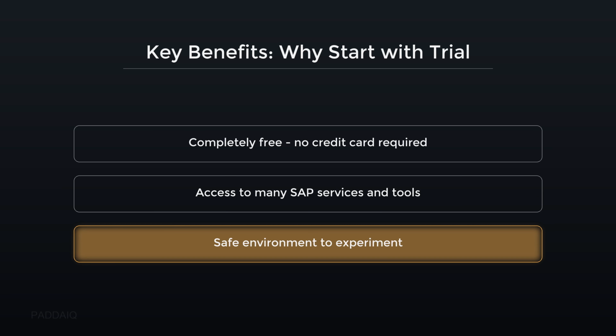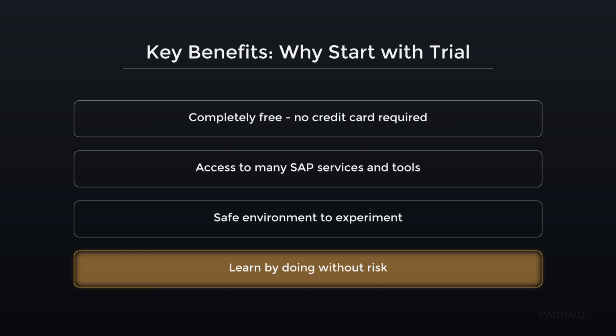The first key benefit is a safe environment to experiment. This means you can freely test configurations and applications without any risk to your fully live business systems. For instance, try building a sample workflow that automates vacation requests. If it fails, nothing breaks. This trial space builds confidence before committing real resources.